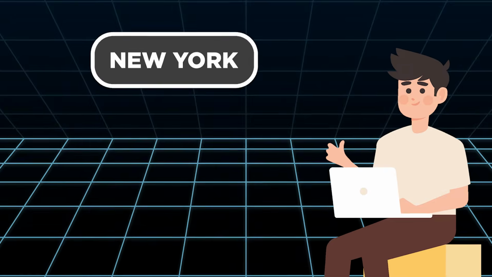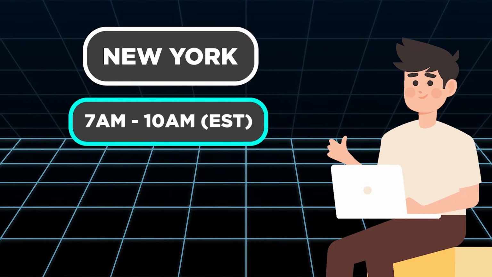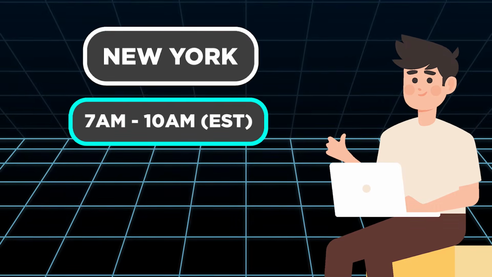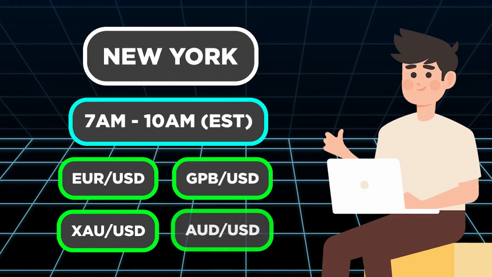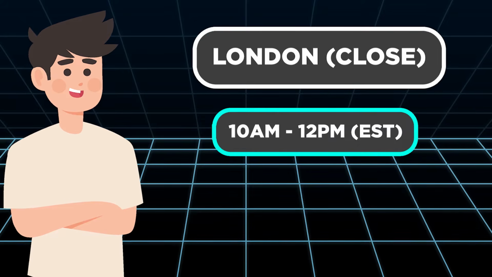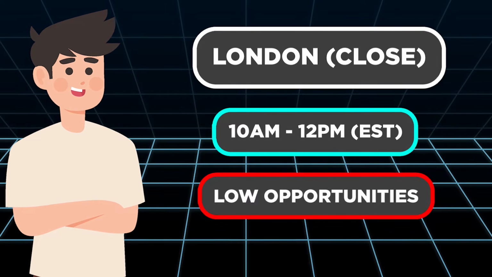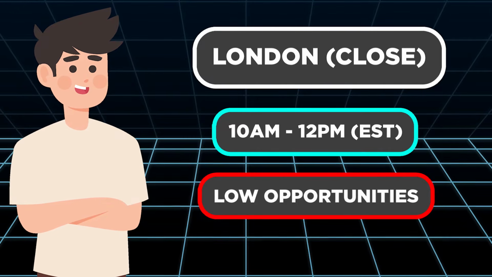Next up, we have the New York Killzone, which happens from 7 AM to 10 AM. Major pairs are the most ideal for this session. Some pairs that include the majors include the Euro dollar, Pound dollar, gold, and the Australian dollar. Now, lastly, we have the London close Killzone, which happens from 10 AM to 12 noon. This is where there is little to no opportunity to enter a trade, as price is doing some minor retracement before capping off the day.